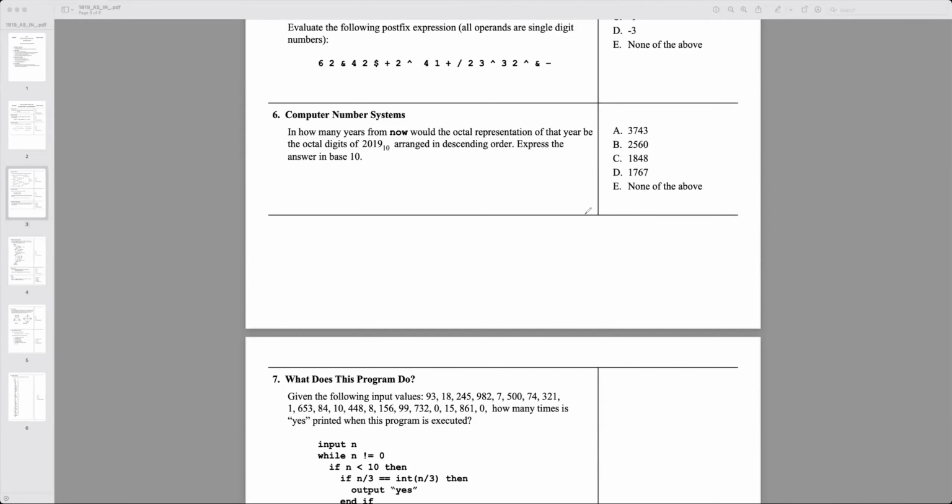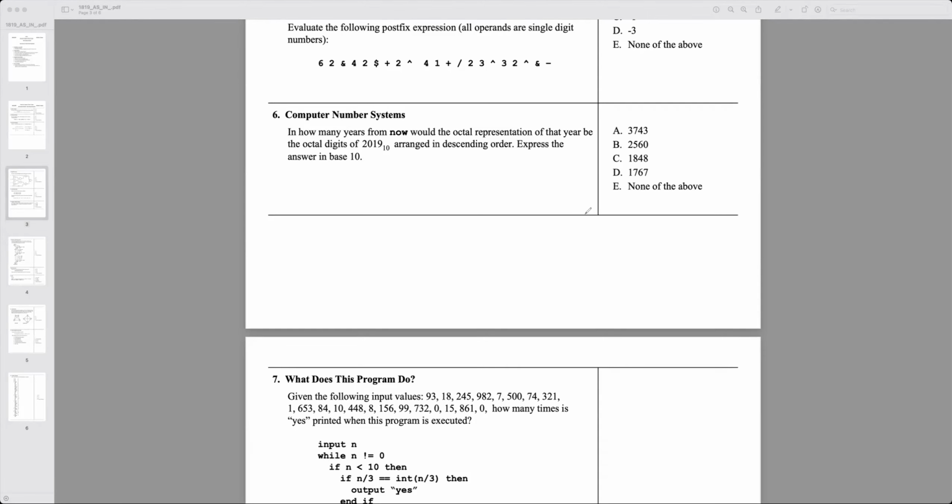So I'll do number 6 and then I'll do that real quick. In how many years from now, in this case 2019, would the octal representation of that year be the octal digits of 2019 arranged in descending order? Express the following answer in base 10.